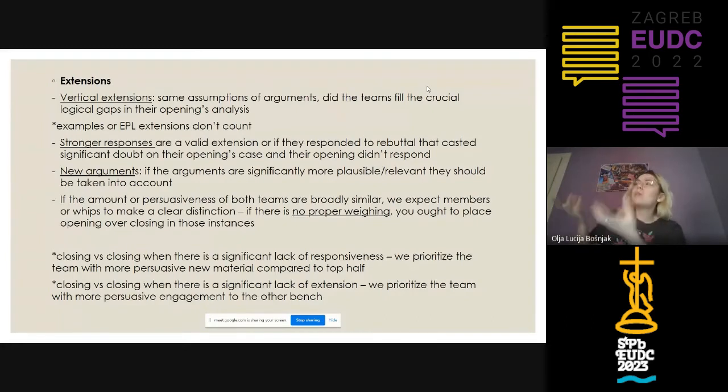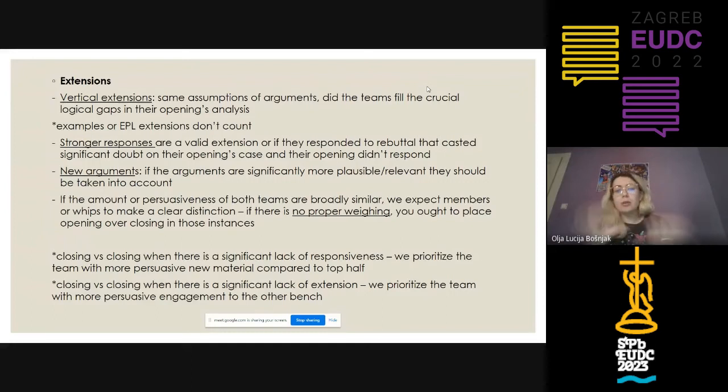Then you probably have to look at them in a vacuum, right? If they didn't engage with each other explicitly, who had genuinely more new material in the member speech, who did something that made me feel it was more of an extension, with more new examples, more new intuition pumps? That is probably a team you should auto prioritize in this very niche specific situation that unfortunately happens a lot.